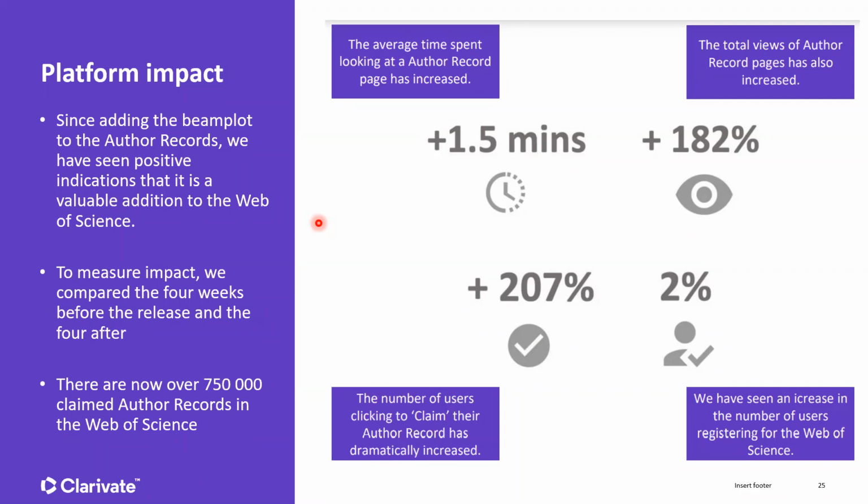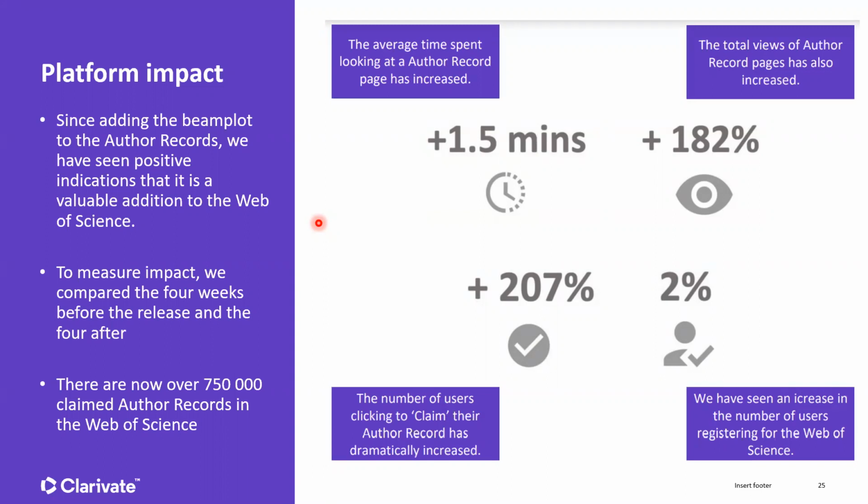And there are now currently over 750,000 claimed author records within the Web of Science. So people are realizing the great importance that as you go and search for your records in the Web of Science and claim them within your Publons profile, you ensure that the algorithm behind the author record is being constantly improved.